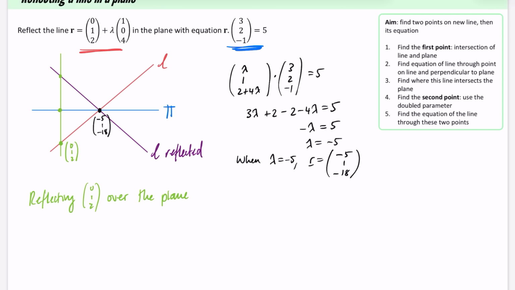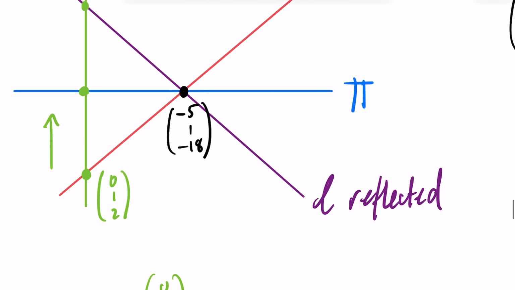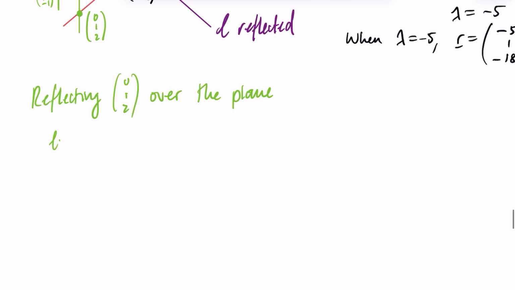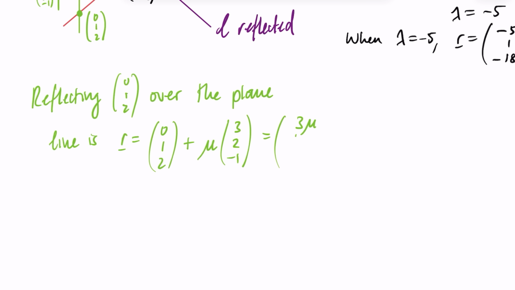Now we need to come up with the equation of this line. We're finding the equation of the line through the point on the line that is perpendicular to the plane. Well, I've got a point, I just need a direction. The direction of this is the normal to the plane. It's clearly perpendicular to the plane. 3, 2, and minus 1. So this is 3, 2, and minus 1. This means that the line is r equals 0, 1, 2. I've already used lambda, so I'm going to use mu with the 3, 2, and minus 1. If I combine this, that is 3 mu, 1 plus 2 mu, and 2 minus mu.